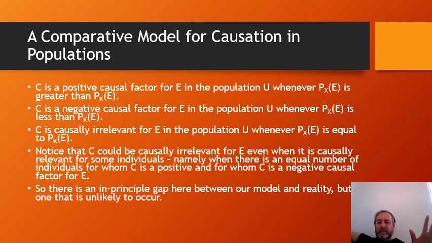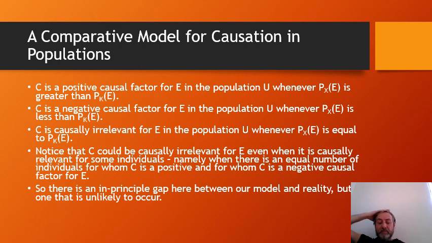That was maybe a little confusing, but the point being, you can see how individuals could cancel each other out, right? And you'd still have no difference in the probabilities, in the relative frequency of E's in the population.